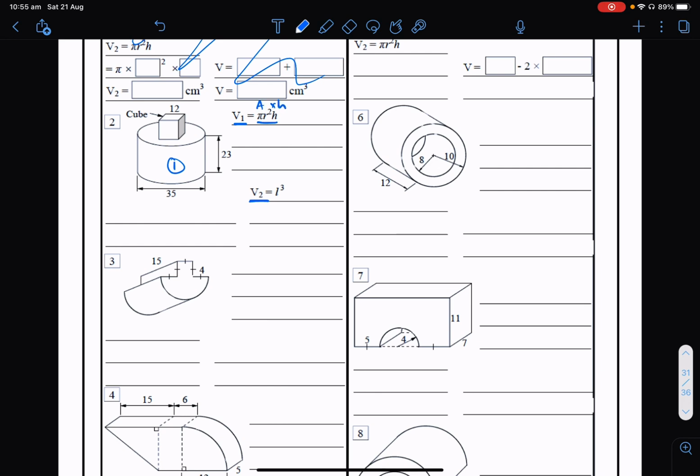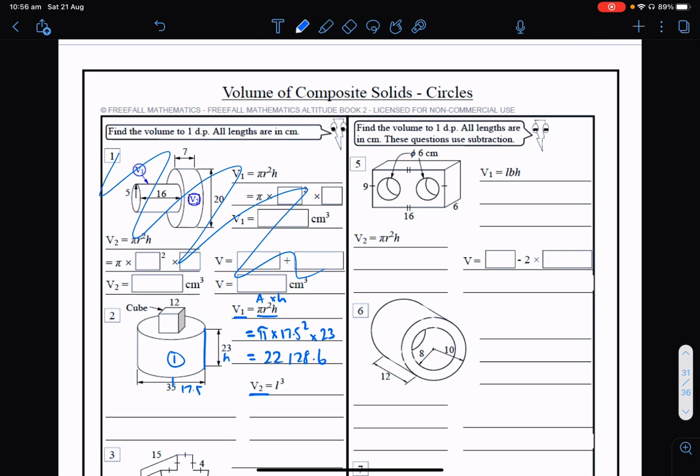So in this case, we just need our height, which we've got is 23, and our r, which is 35 divided by 2, which will give us 17.5. So for this volume here, we're doing the whole thing at once, is pi times 17.5 squared times by the height, which is 23. Okay, so we're going to go pi times 17.5 squared times 23 equals. So that one's 22128.6.